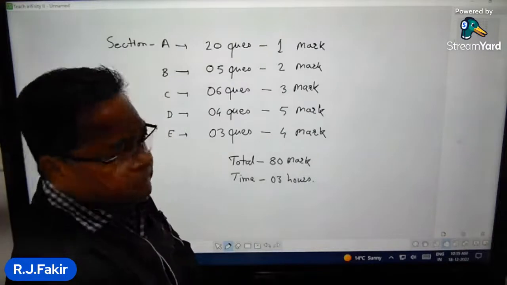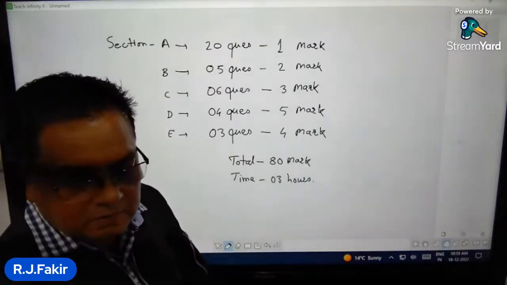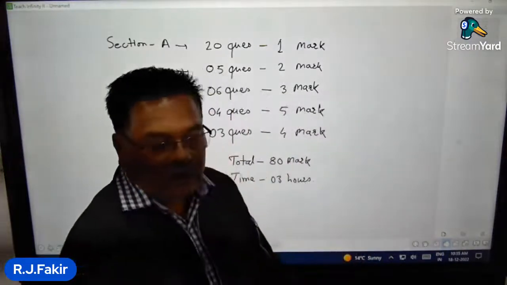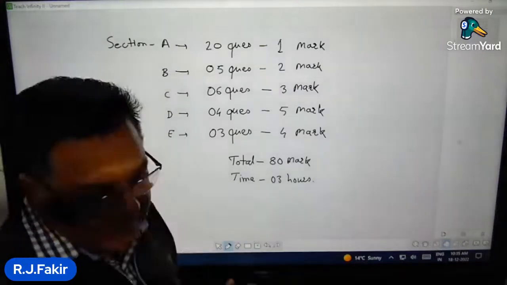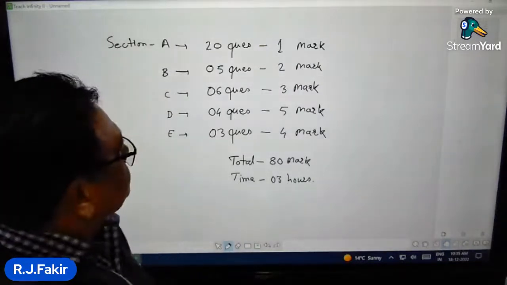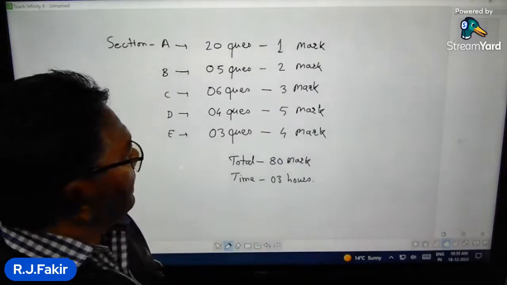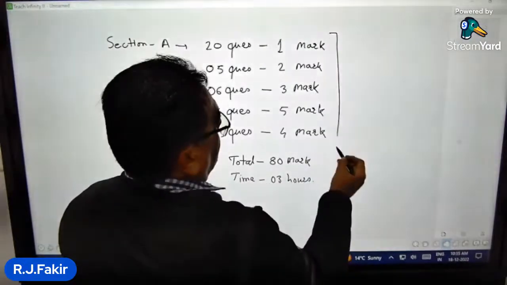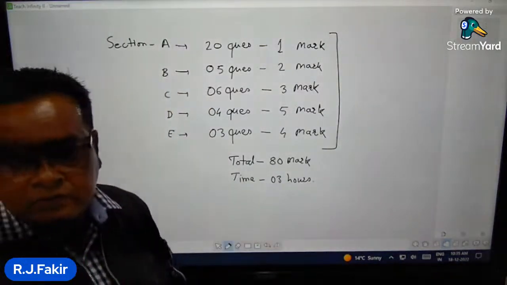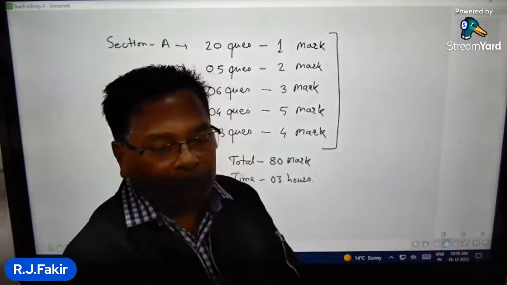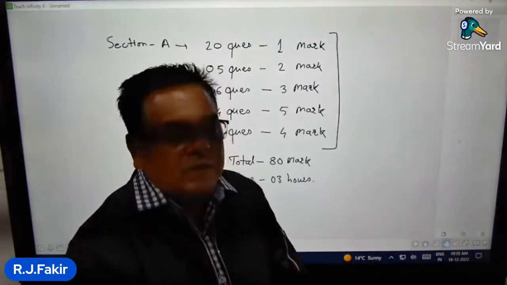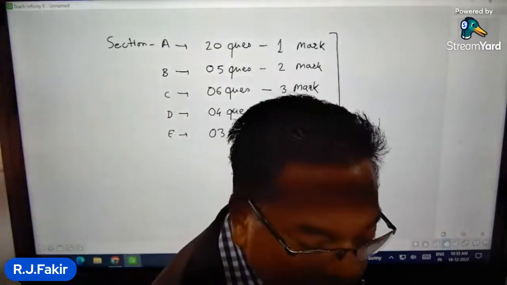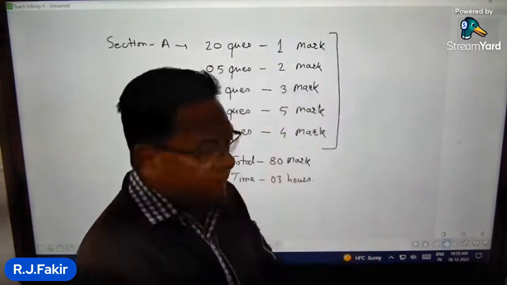So as a sample, we will discuss. If you want to communicate with me, you can write in the chat box. If this is clear to all, we can go within the sections of the paper to find out what type of questions will be asked. Let us now start with section A.